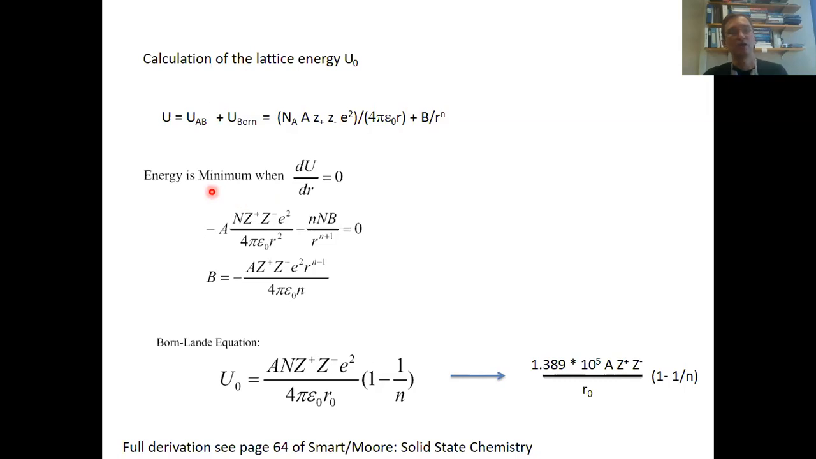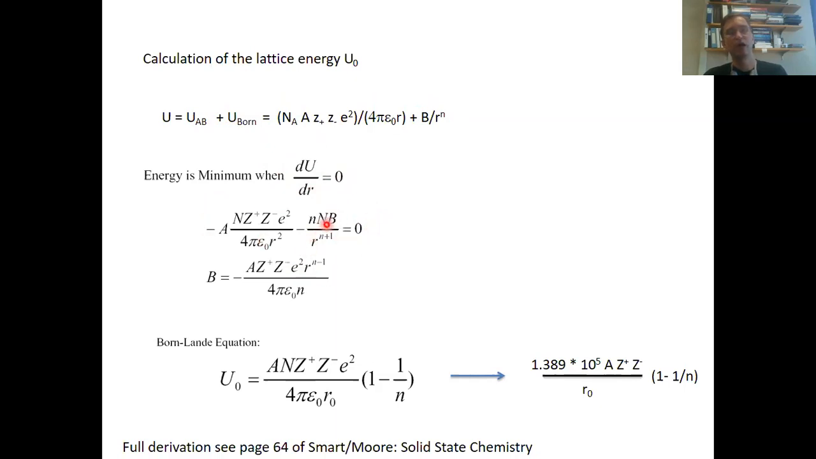So now the lattice energy needs to be maximized. Therefore, we need to look for the minimum of dU over dr, the minimum for this term here. The energy is minimum when dU over dr is equal to 0. So we have to form the first derivative of this term U, and when you calculate it, you arrive at this term, which has to be 0.